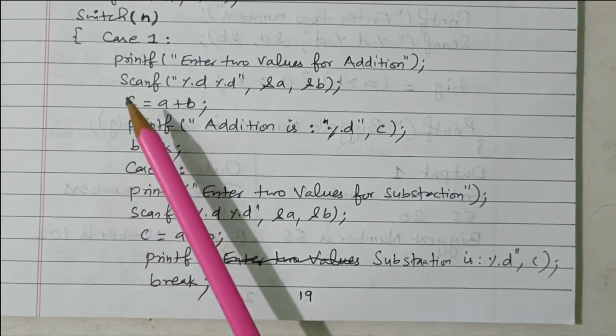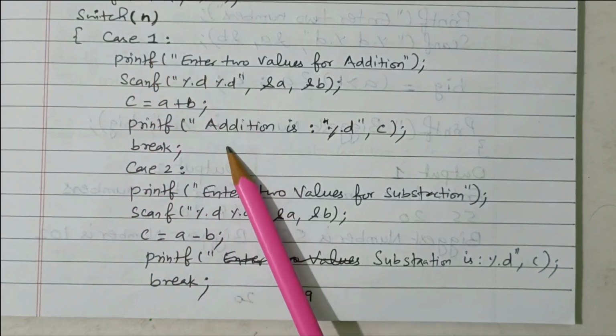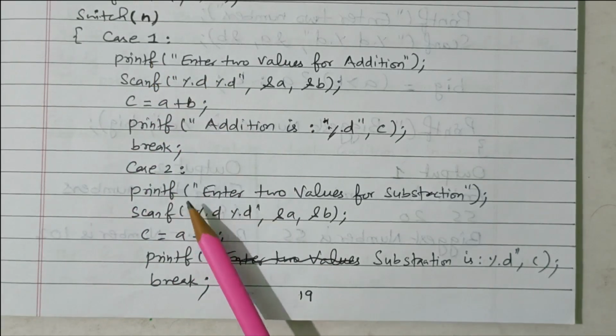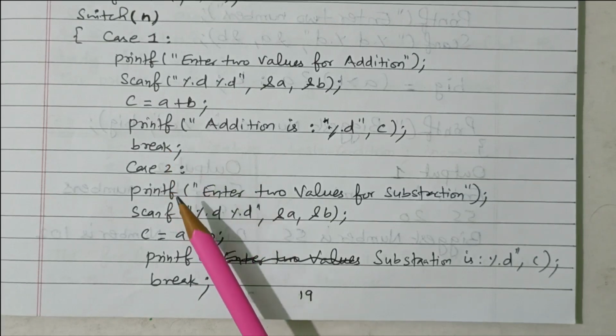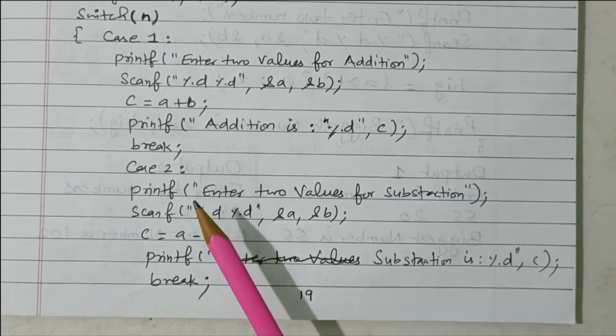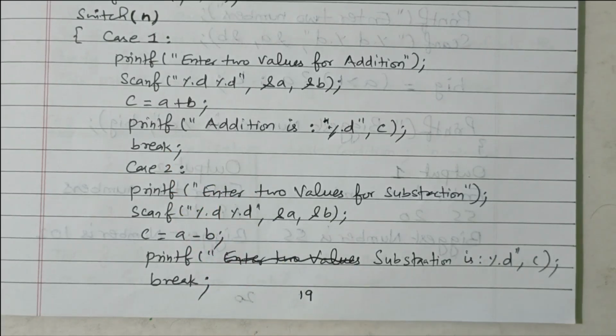So if the user enters 1, we perform the addition. If the user enters 2, we perform the subtraction, based on the menu. Suppose the user does not enter 1 or 2, it may be 3 or 4. Now we'll see what will happen if the user enters 3.